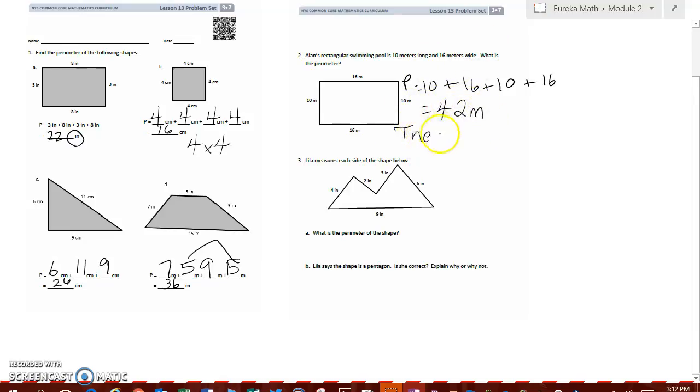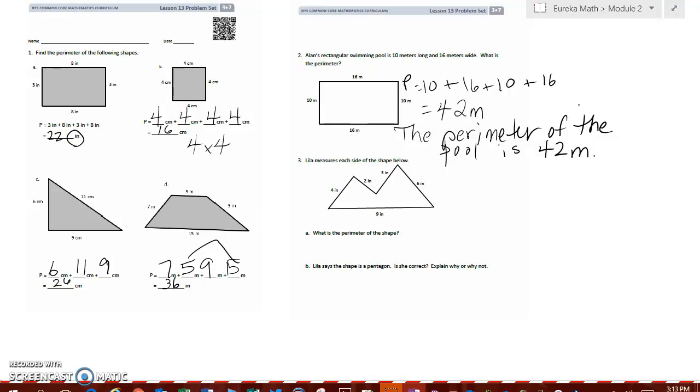The perimeter of the pool is 42 meters. You have to have a fence around a pool. That's a law, so you would need to buy 42 meters of fencing. It's an important thing to know when you're going to buy a fence. How much do you need?